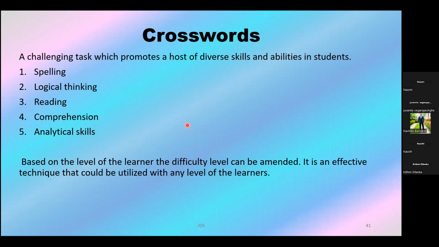Half of the word can be given, the rest of it they fill in. Right? So like that, based on the level of the learner, you can modify the task, either by giving pictures or pictures plus clues.